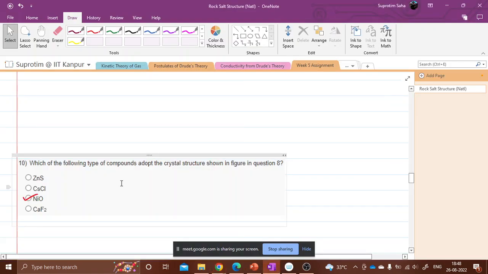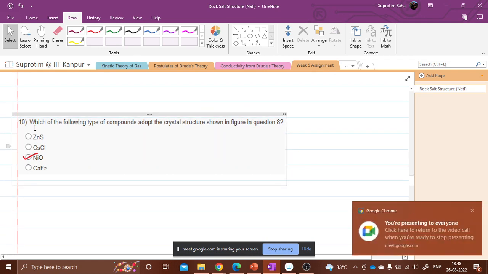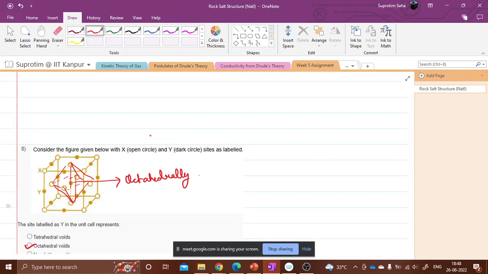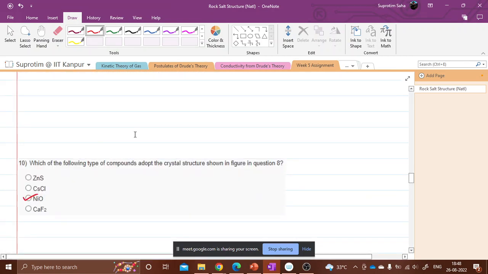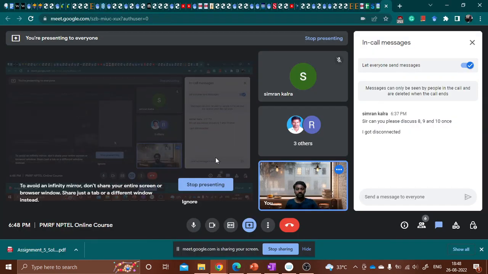And for question 10, as I showed you, this is a NaCl type of structure, and belonging to the same category is NiO. So this is NaCl structure, and NiO was under that same category, and that's why they have the same structure. Is this clear? I have repeated 8, 9, and 10.